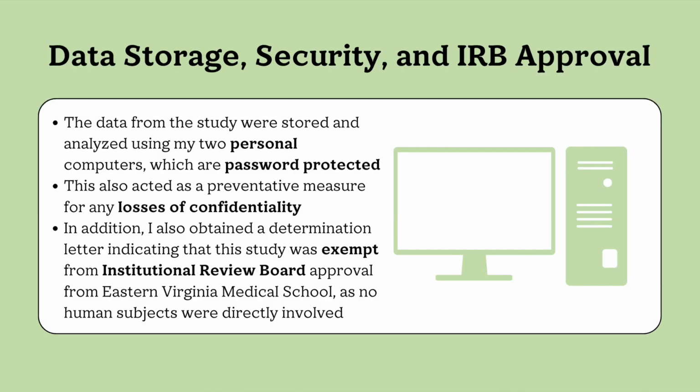Now, regarding data storage, security, and IRB approval, the data from the study were stored and analyzed using my two personal computers, and they were password protected because I wanted to ensure that nobody would have access while I was going through this different research. And this also acted as a preventative measure for any potential losses of confidentiality. In addition, I also obtained a determination letter, which was given to me by my school's institutional review board, and they determined that it does not technically involve human subjects directly, so therefore it does not meet the definition of human subjects research, so it is not subject to IRB review.